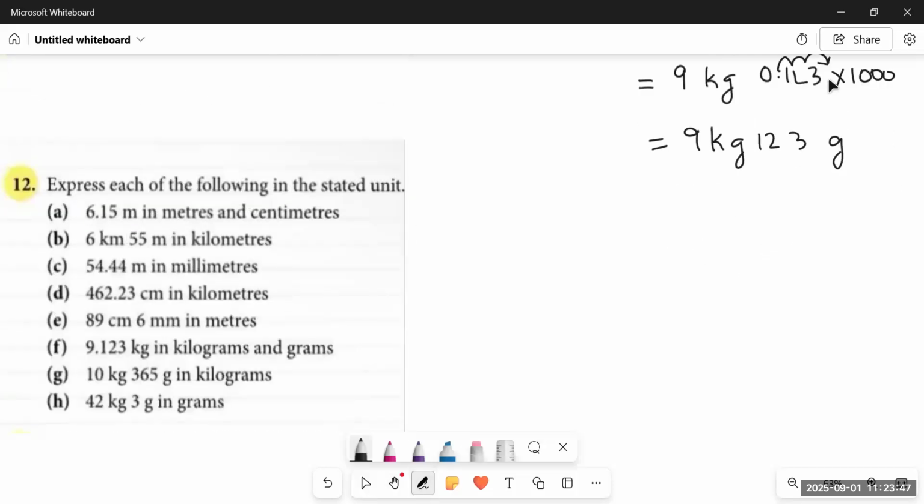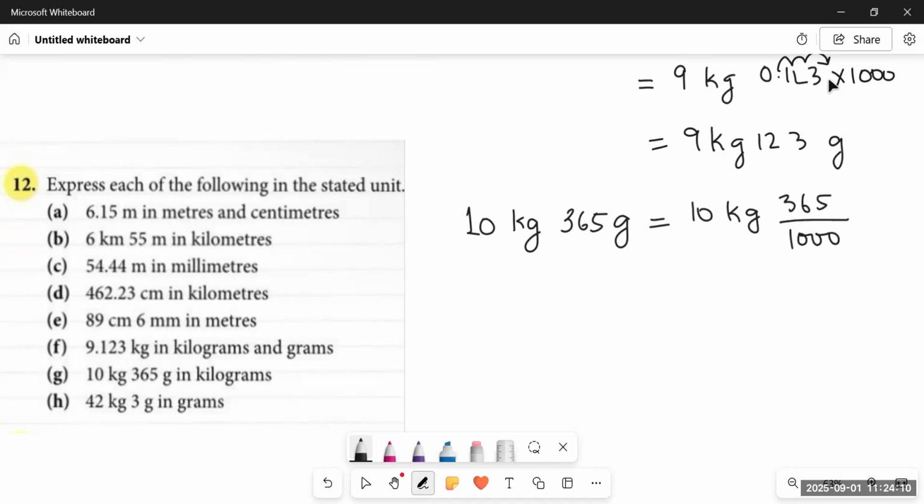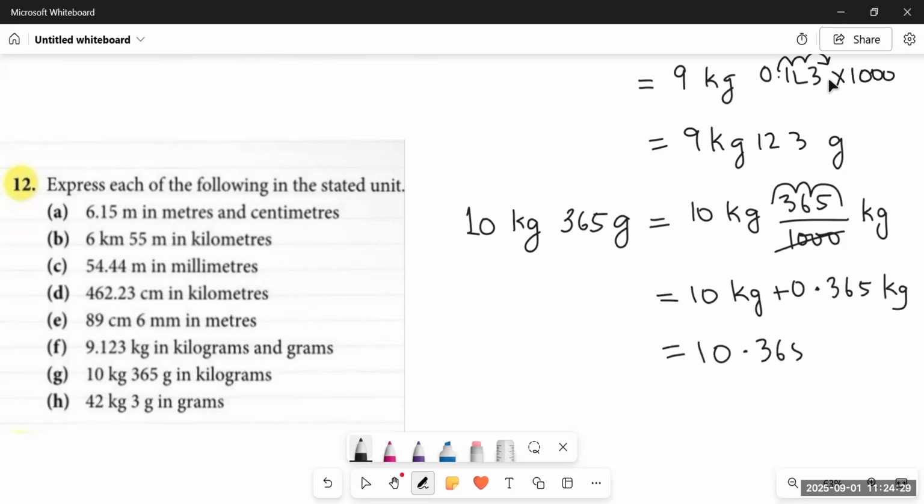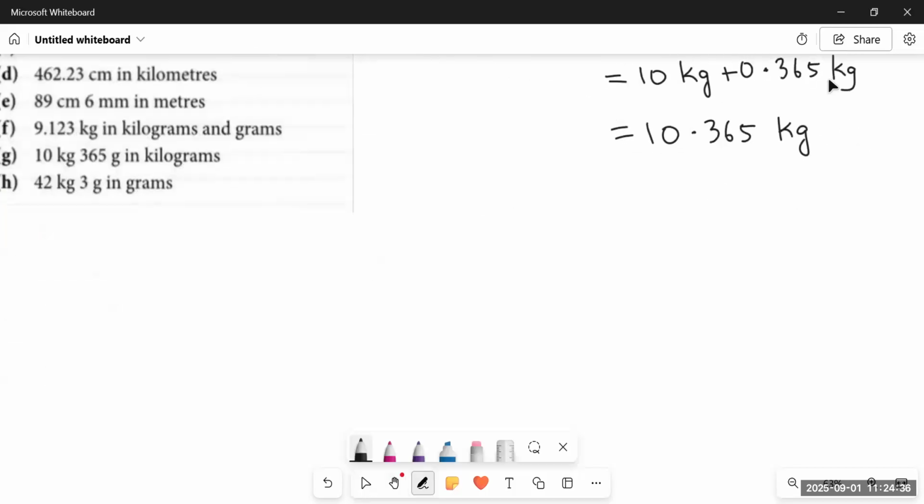Okay. And next we have 10 kilograms, 365 grams in kilograms. So we are provided with kilograms and grams, and we have to convert it into only kilograms. So this time what are we going to do? We will keep the kilograms as it is, and we will convert 365 grams into kilograms. So it would be 10 kilograms. And how can we convert grams into kilograms? By dividing it by 1000. So 365 upon 1000. So it will also turn into kilograms from grams. Cutting the 3 zeros, the decimal will move 3 places backwards, and it becomes 10 kilograms and 0.365 kilograms. Upon adding the 2, we will get 10.365 kilograms. That's all.